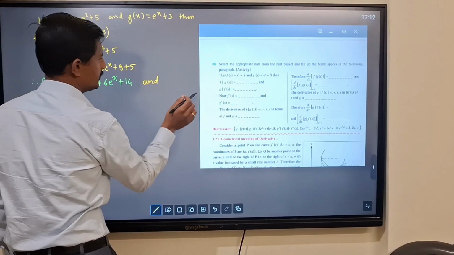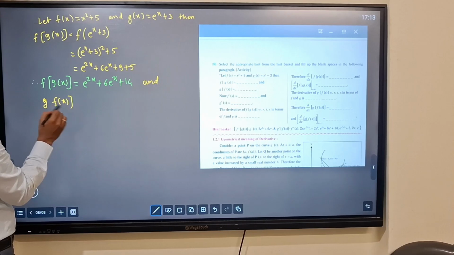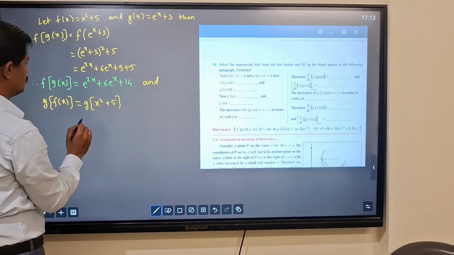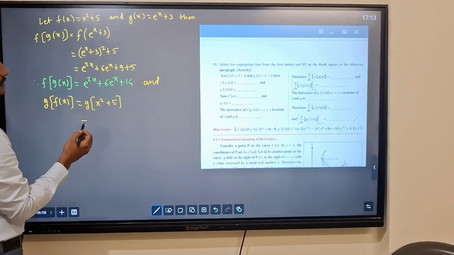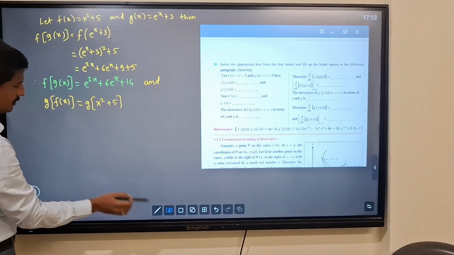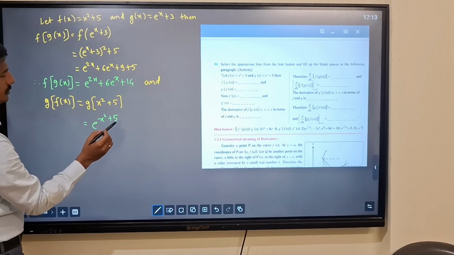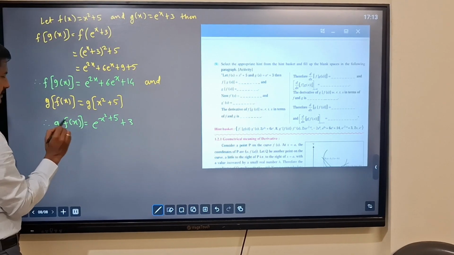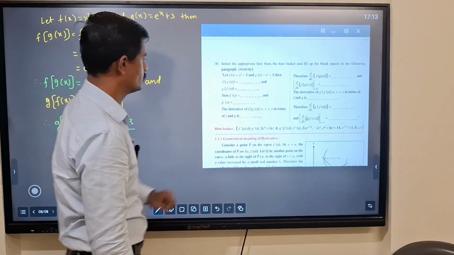Next, they asked g of f of x. Now reverse. f of x is what? x square plus 5. So in g of f of x, at x you have to use x square plus 5. So it becomes e raised to x square plus 5. I will write down e raised to x square plus 5 plus 3, therefore g of f of x. This is your second fill in the blank. Okay. Now third one.